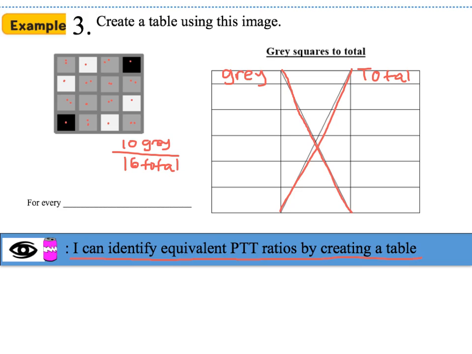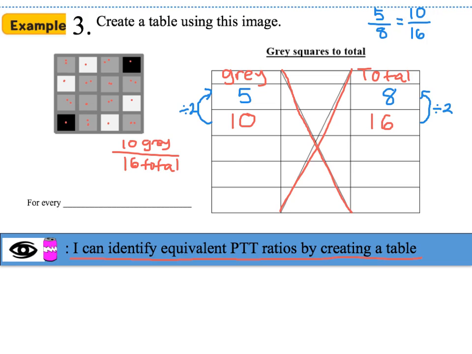So what I want to do is I'm going to write 10 gray squares in this box with 16 total squares in that box. Now the reason why I skipped the first box is because I still need to reduce. Now if I scale backwards, I can divide 10 and 16 by 2. So if I divide 10 by 2, I get 5. And if I scale backwards from 16, if I divide that by 2, I get 8. So notice my other ratio could be 5 over 8. Or an equivalent ratio would be 10 over 16.